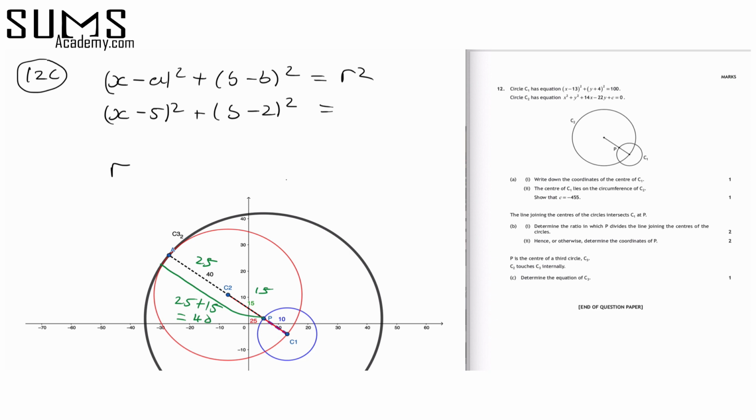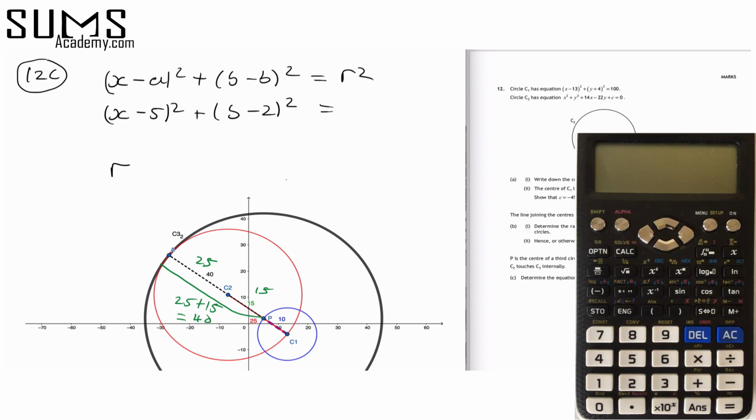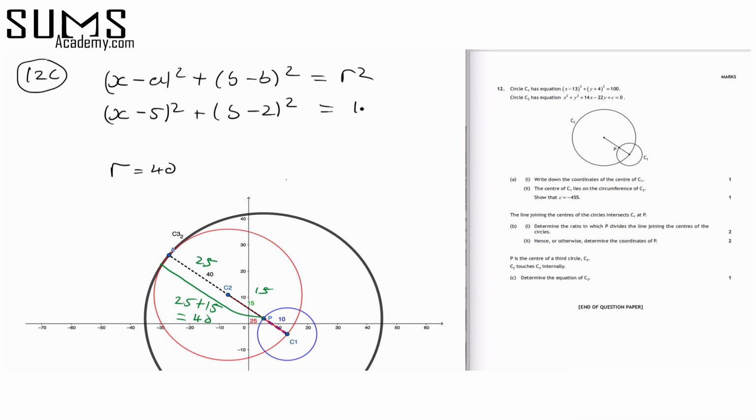So this just becomes 40 squared, which you can put in your calculator. 40 squared equals 1600. So that equals 1600, and that's your final equation there. And you just get your mark for writing that equation.